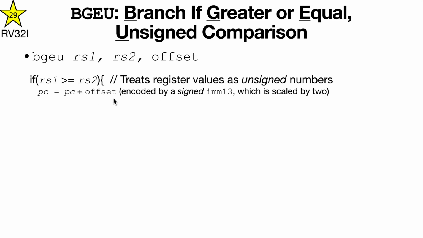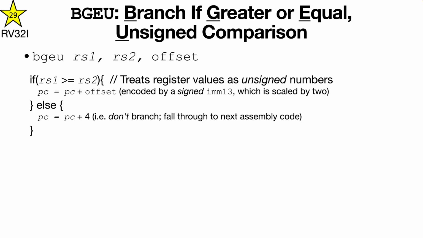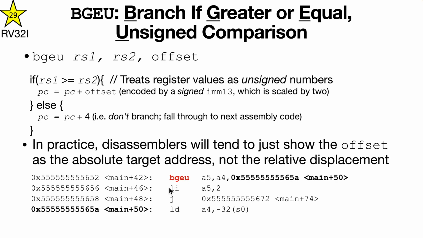If that is true, then the same thing as before, just PC plus offset encoded by immediate 13. That's the new PC. If not, just fall through to the next assembly instruction. And again, it's just going to show you an absolute address. It's not going to show you the offset in the disassembler.